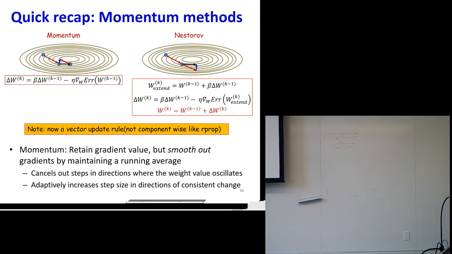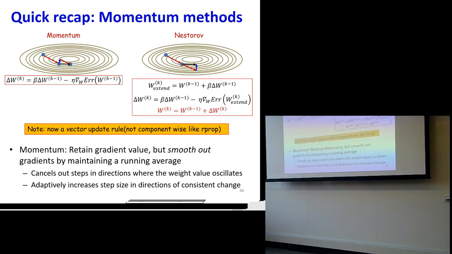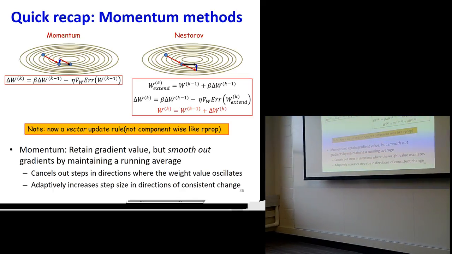You're maintaining, this is written in a nice vector form, which is very convenient because you can think of the whole thing as one giant vector operation, right? But in the directions where things are swinging, it's going to cancel stuff out. In the directions where things are consistently progressing in one direction, it's going to sort of smooth things out. And under the right conditions, it's going to elongate the step.